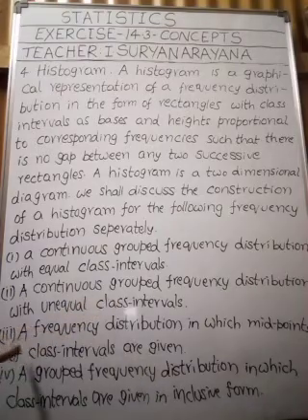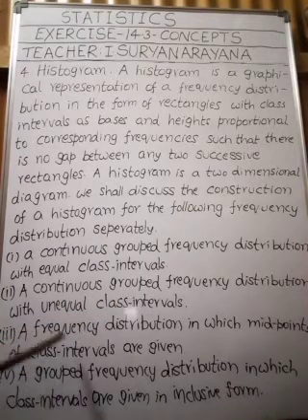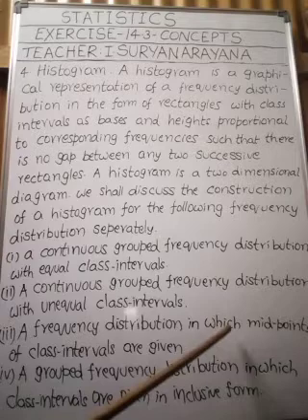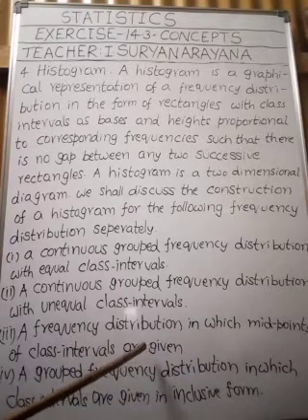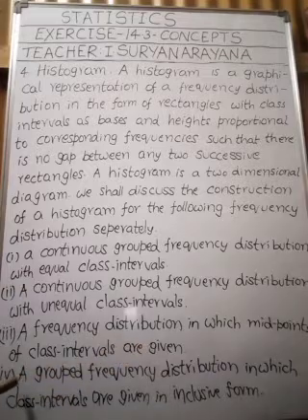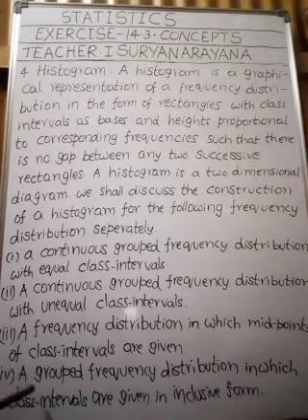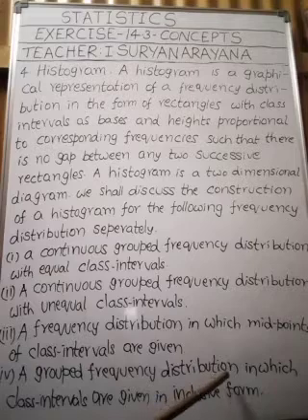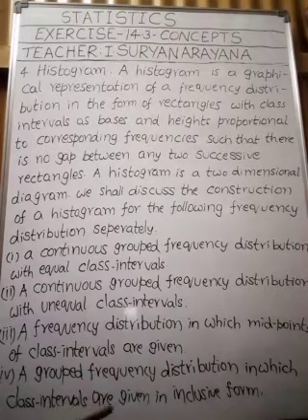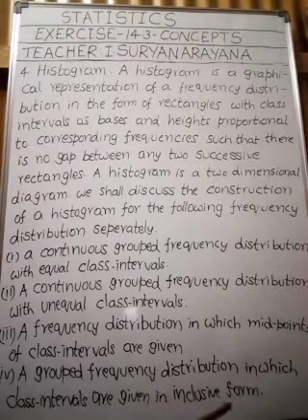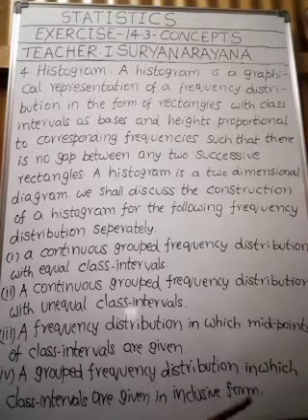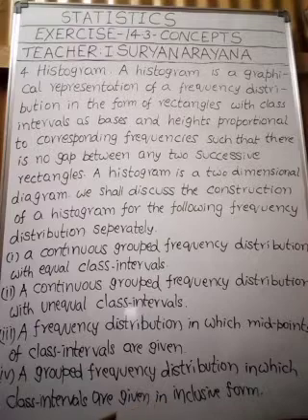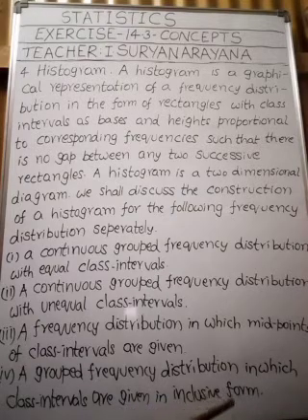Okay, my children. Next, third point, a frequency distribution in which midpoints of class intervals are given. In this case, we have to draw a histogram. And the next, fourth type, a grouped frequency distribution in which class intervals are given in inclusive form. Okay, my children, I will explain what is meant by class intervals given in inclusive form. Okay, my children, right.